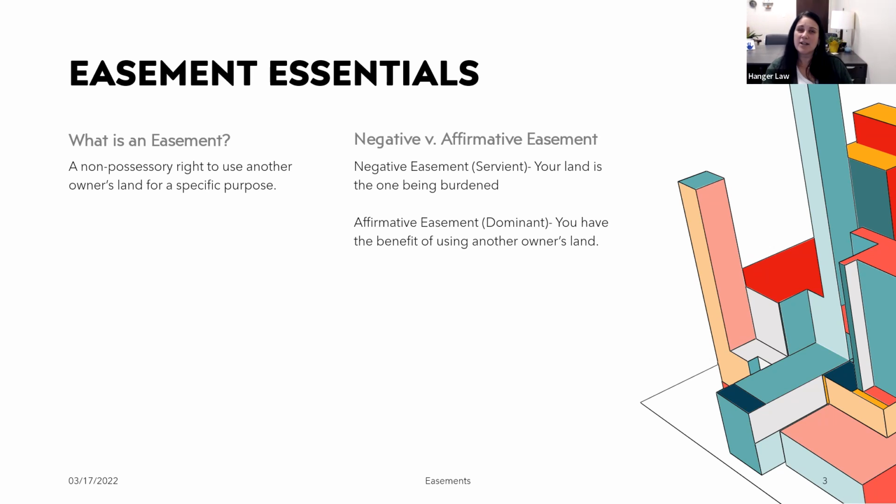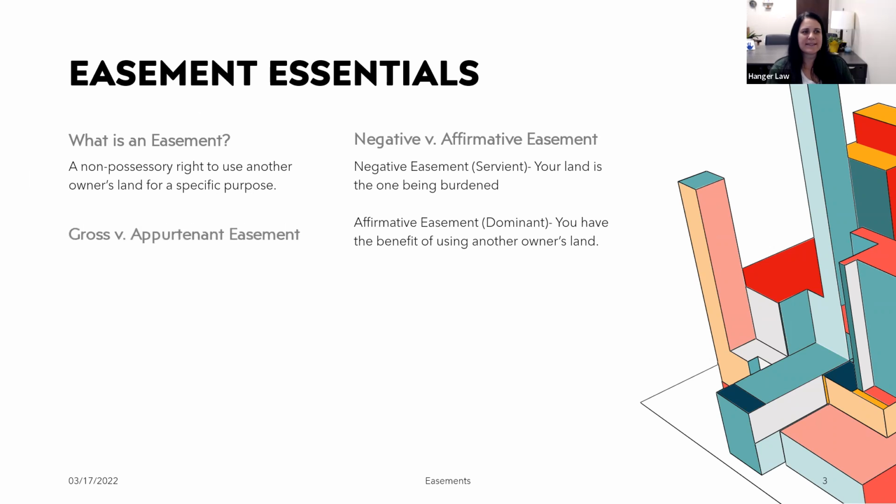So that's often a dominant estate, and that's when you have the ability to access that servient estate. So your property is not necessarily being burdened. You are allowed to go onto someone else's property and use their property. So you would essentially be the easement holder.